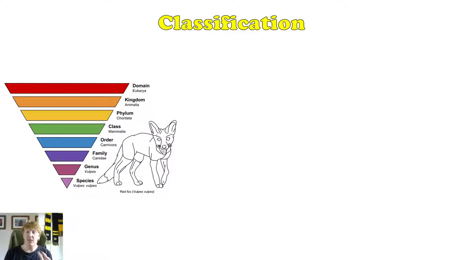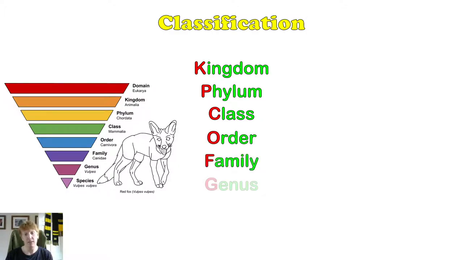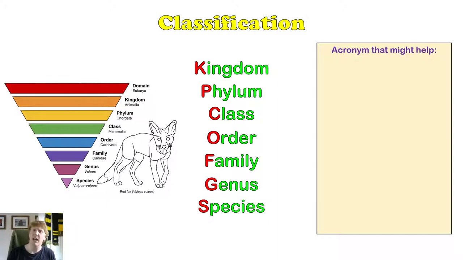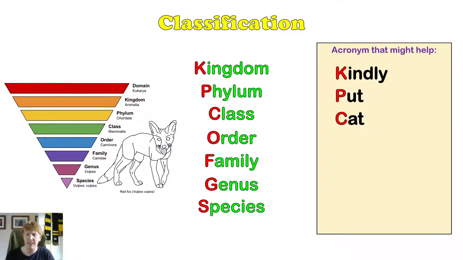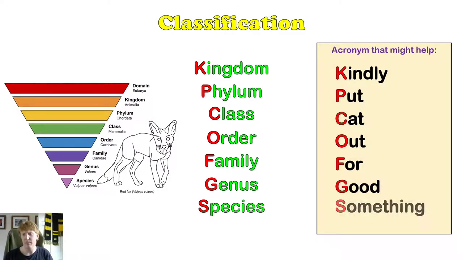So classification is fairly simple. We do need to remember some terms, but it's just memory work and it's just practice here. So you need to remember this order of classification: kingdom, phylum, class, order, family, genus, species, okay? To try and help you out, you have many different acronyms, and I encourage you to Google them. This is just one that Mr. Watkins came up with in high school, right? Kindly put cat out for good something. And we all know what the something is if it begins with an S, but of course I can't say it. And so this is how I remember the order.